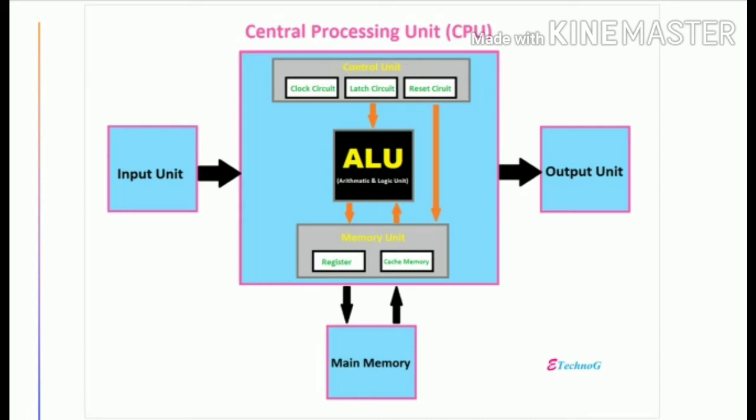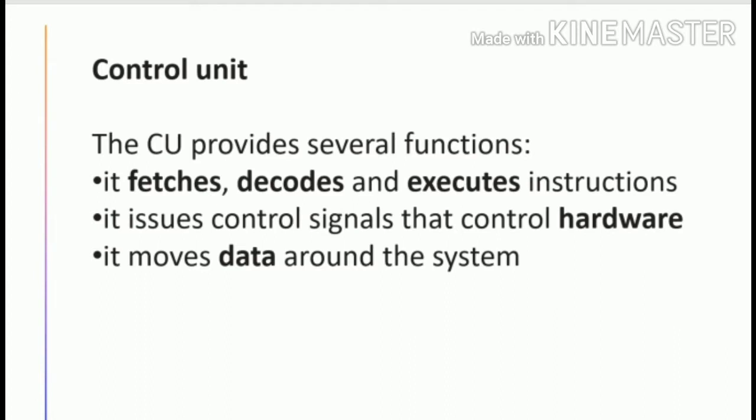This is the diagram of the Central Processing Unit. The first component is the Control Unit. The CU provides several functions. It fetches, decodes, and executes instructions. It uses control signals to control hardware. It moves data around the system.